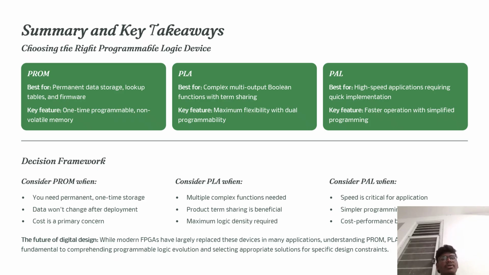PROM: best for permanent data storage, lookup tables, and firmware. Features: one-time programmable, non-volatile memory. PLA: best for complex multi-output Boolean functions with term sharing. Features: maximum flexibility with dual programmability. PAL: best for high speed applications requiring quick implementation. Key features: faster operations with simplified programming.